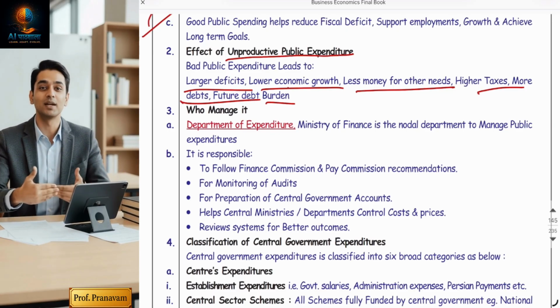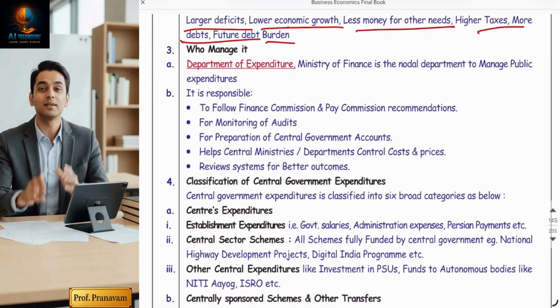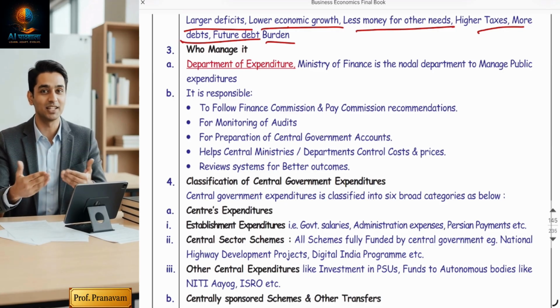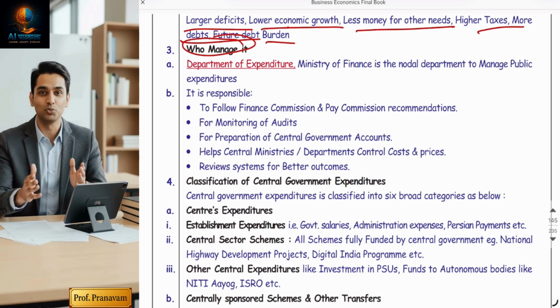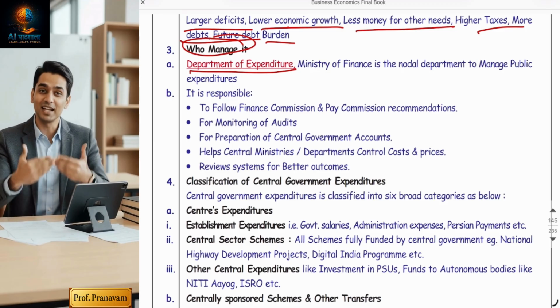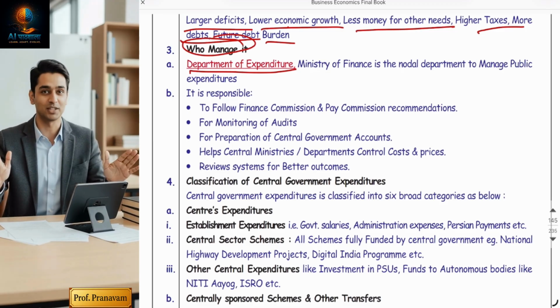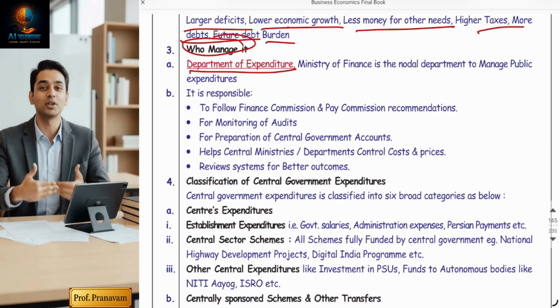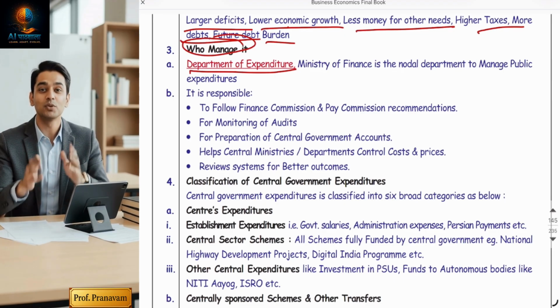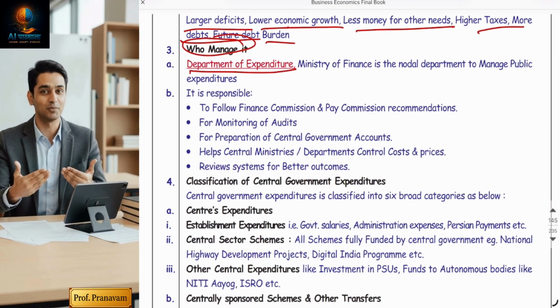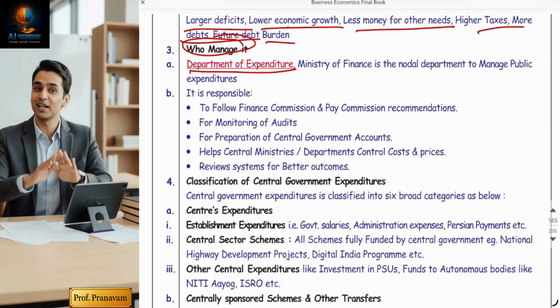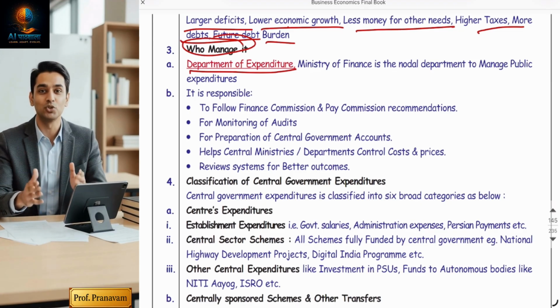Am I correct? Yes. So now the question arises: we understood the importance of public expenditure management, but now we should understand who is actually managing it. Friends, the answer is the Department of Expenditure. Under the Ministry of Finance, just as there is a Department of Revenue that takes care of revenue collection, there is another department, the Department of Expenditure, which manages public expenditure. Why does this department exist?